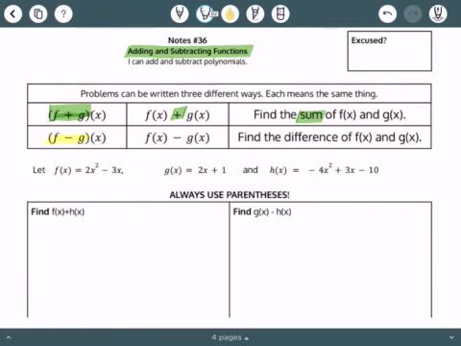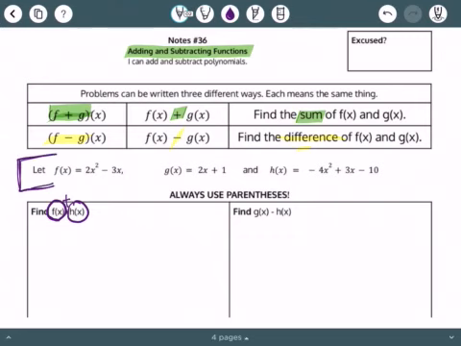So f minus g of x is the same as f of x minus g of x. And then is the same as the difference we see here. So we know that word difference means subtraction. So all we're going to do is literally add them together and see what happens. So this one says we're going to take f of x and we're going to add it to h of x.